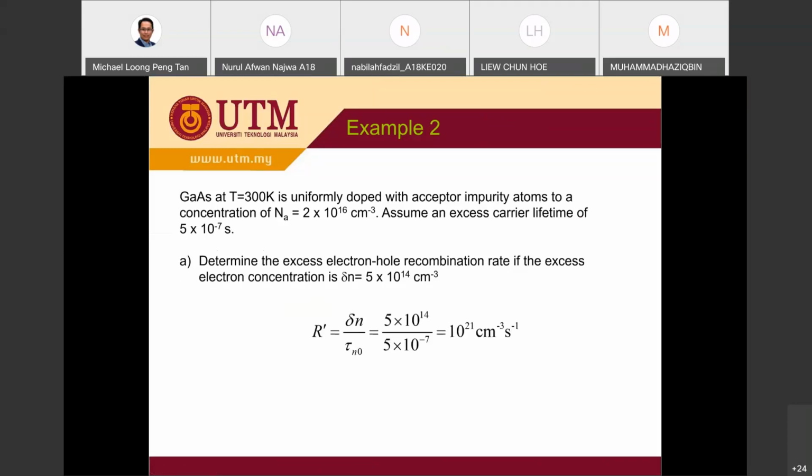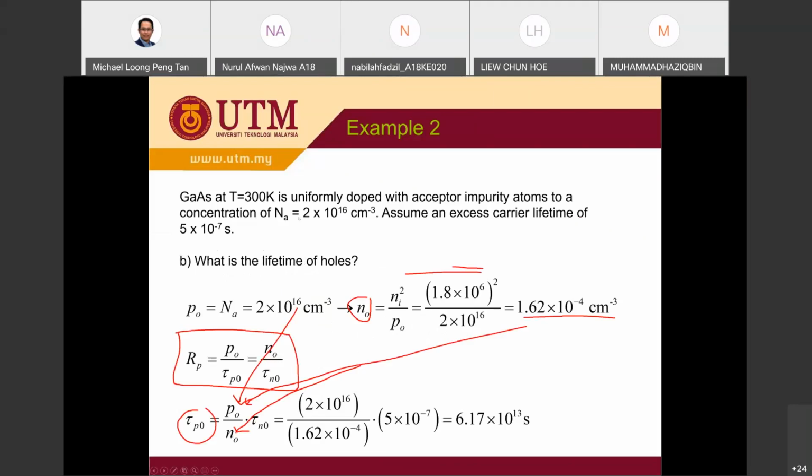Okay, then how do we do it? So now this is fairly simple, 5 times 10 to the power 14, and then they already give you the excess carrier lifetime, and you divide, and you get your recombination rates. The recombination for excess electrons and holes is the same. So you get this 10 to the power 21. Then the second part is that they want the lifetime of holes. So this given here is Na.